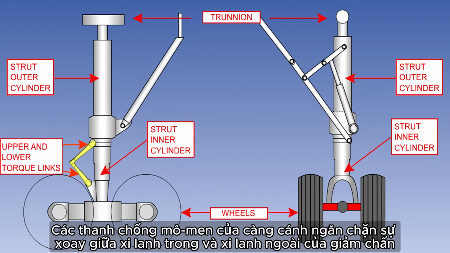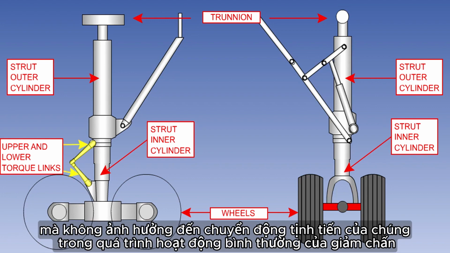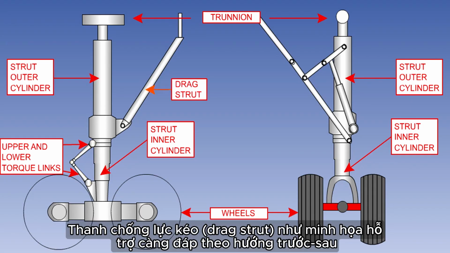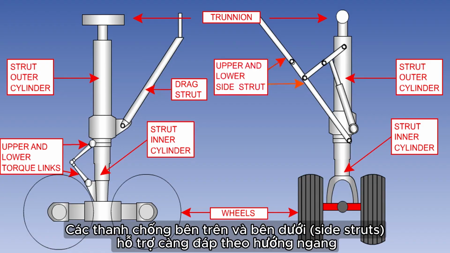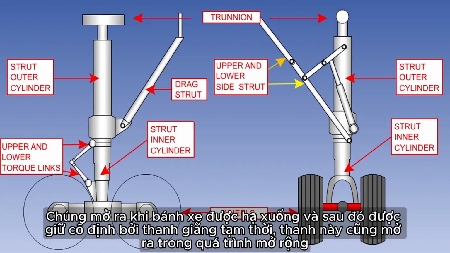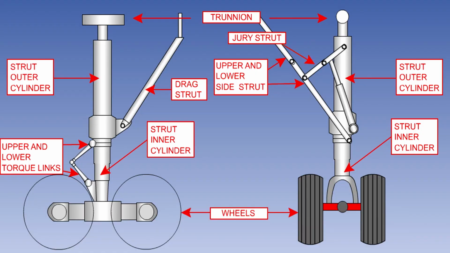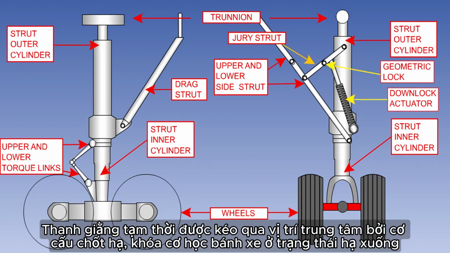The wing gear torque links prevent rotation between the shock strut inner and outer cylinders, without affecting their reciprocating action during normal operation of the strut. The drag strut, as shown here, supports the leg in a fore and aft direction. The upper and lower side struts support the leg laterally. They fold out when the gear is lowered, and are then held in place by the jury strut, which also folds out during extension. The jury strut is pulled over center by the downlock actuator, geometrically locking the gear down.